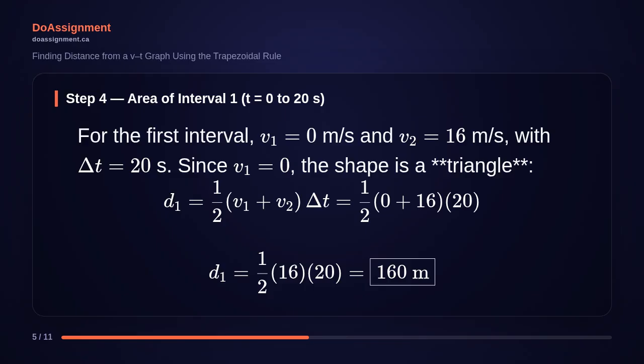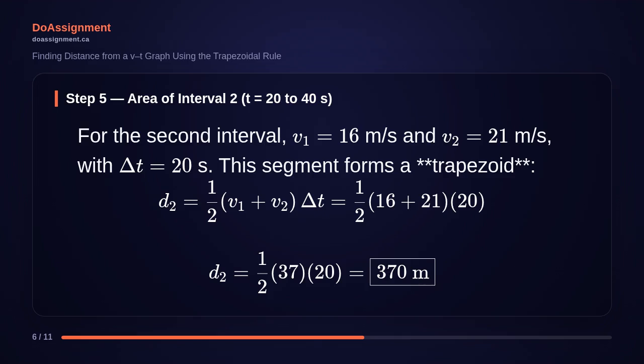For the first interval, from 0 to 20 seconds, the velocity goes from 0 to 16 meters per second. Since one side is 0, the trapezoid is actually a triangle. The area is 1/2 times 16 times 20, which gives 160 meters.